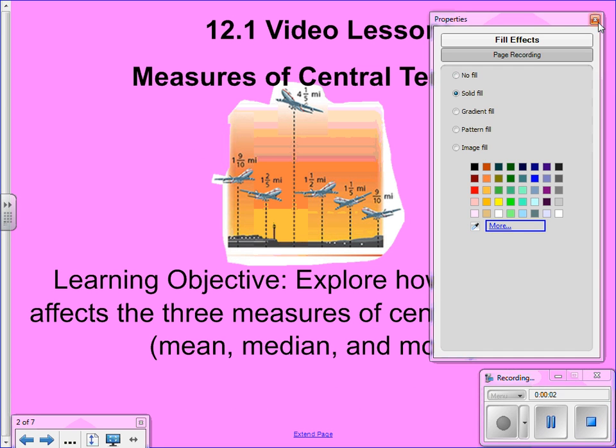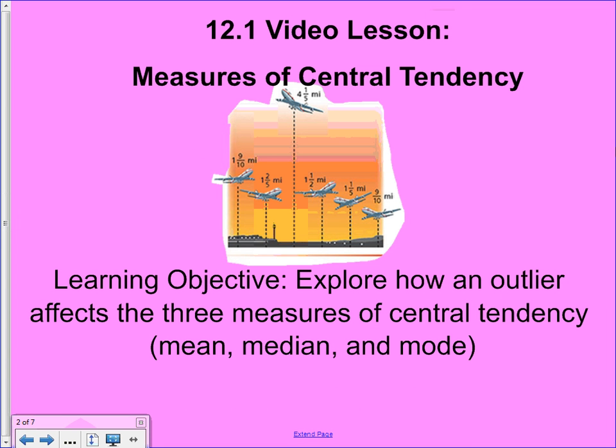Welcome to video lesson 12.1 on measures of central tendency. Today we're going to explore how an outlier affects the three measures of central tendency, which are the mean, median, mode.